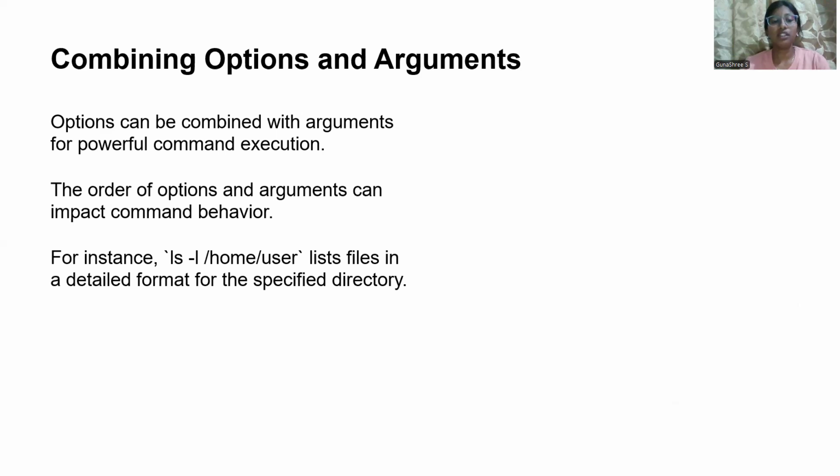So what are combining options and arguments? The options provided by Unix can be combined with various arguments for powerful command execution. The order of options and arguments can also impact the behavior of the command or the execution. For example, if there is a file present, the detailed format and the directory in which the file is present will also play a major role.